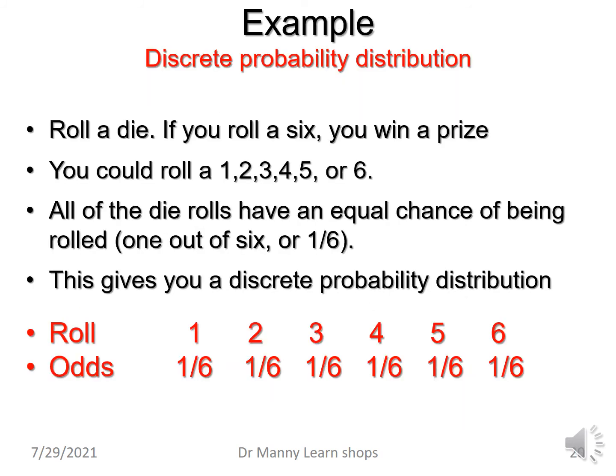An example of a discrete probability distribution would be you roll a die. If you roll a 6, you win a prize. You could roll a 1, 2, 3, 4, 5 or 6. All of the die rolls have an equal chance of being rolled, 1 out of 6. This gives you a discrete probability distribution: rolls 1, 2, 3, 4, 5, 6, odds 1 in 6 chances.